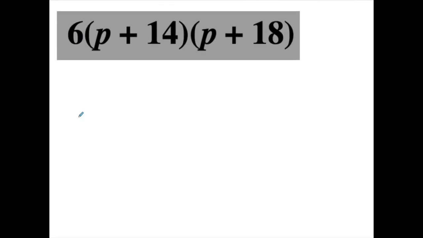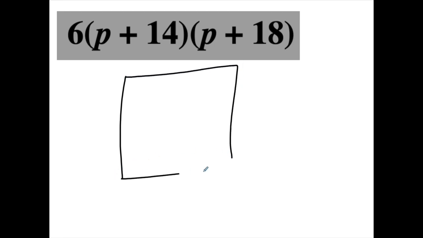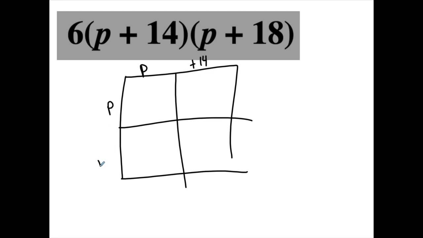Okay, this one we got to be a little bit careful. This one's in intercept or factored form, so we're going to go ahead and box out standard form for this, the factored form first. P plus 14, P plus 18. So P times P is P squared. P and 14, 14P, 18 and P, 18P.